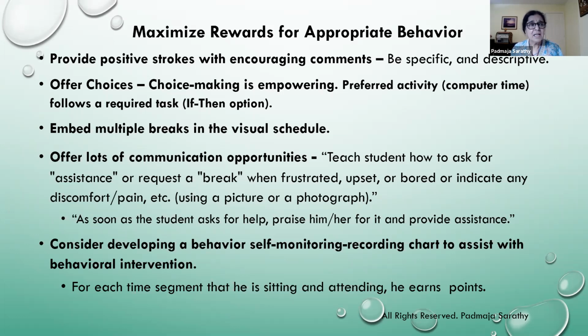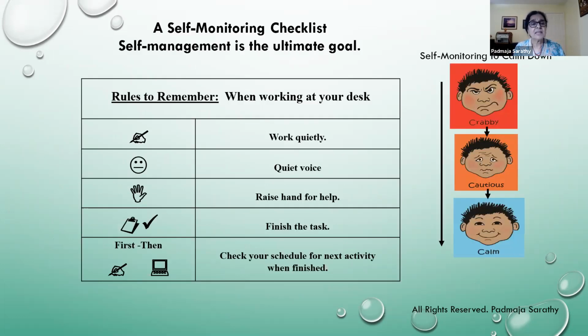And one of the things that you may want to do is a kind of self-recording chart. Of course, in this particular case of the student, it will come at a later stage, but you may have a student where you can go ahead and begin a self-monitoring chart. And the student earns some points maybe for each time that he demonstrates appropriate sitting and appropriate attending and appropriate behaviors. So this is a sample self-monitoring chart.